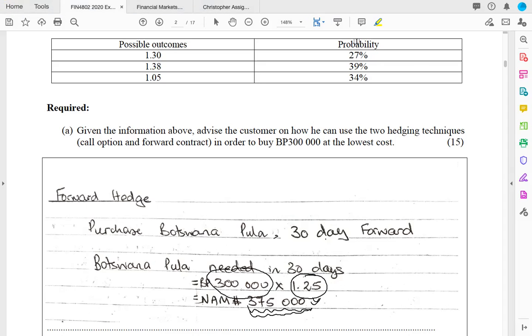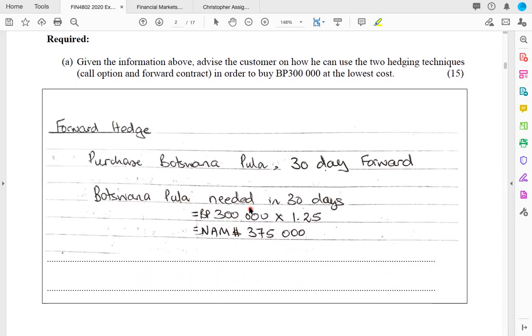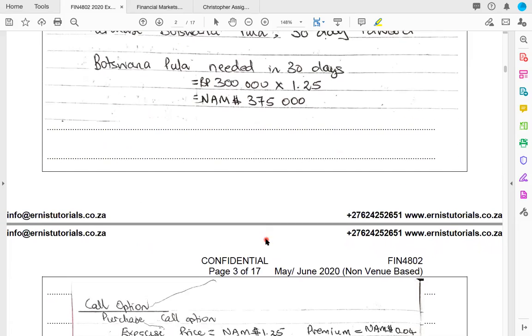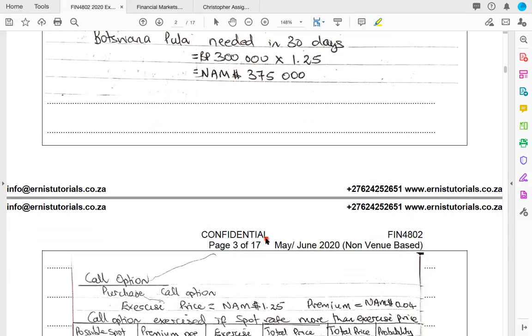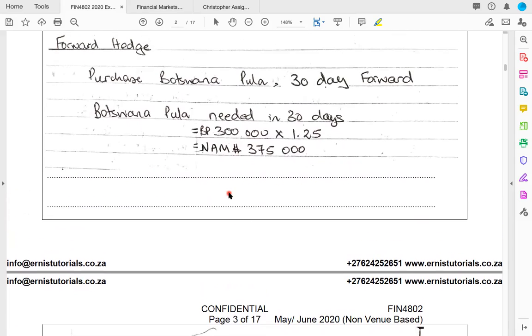So with the forward contract, it's pretty simple. If you're hedging trade payables, you are entering into a contract to buy the foreign currency. Whereas if you're hedging trade receivables, you would want to sell the foreign currency. But the approach would still be the same. You just multiply the foreign amount by the spot rate, and then you get the amount you need to buy if it's a trade payables hedge, or the amount you need to sell if it's a trade receivables hedge.